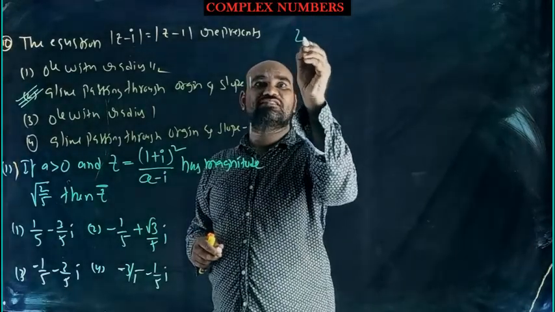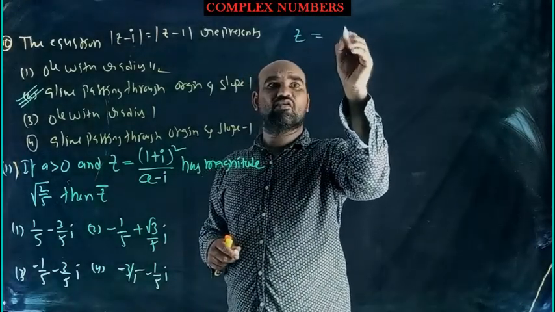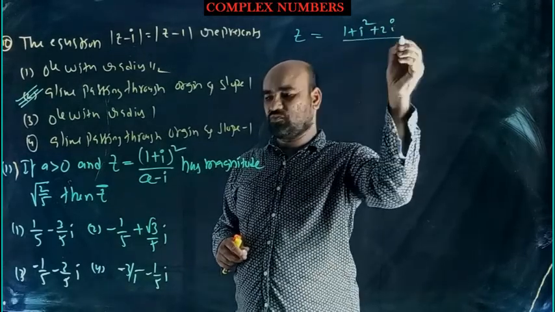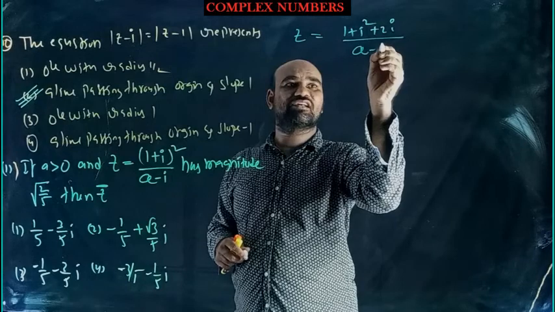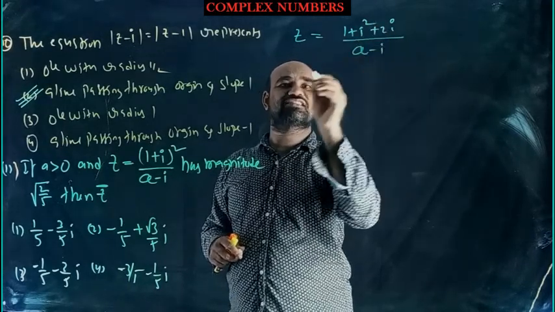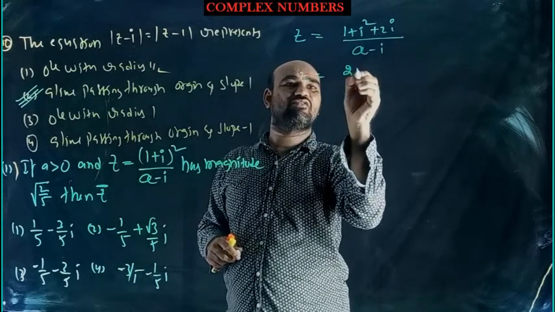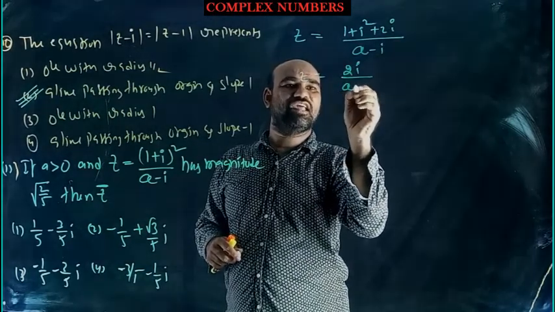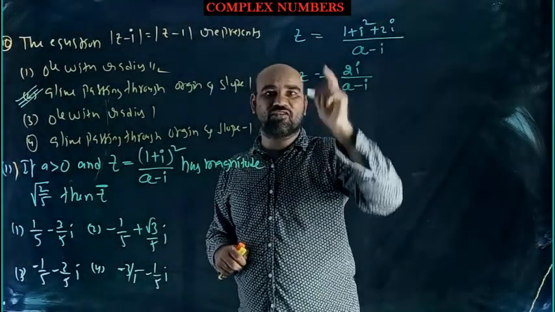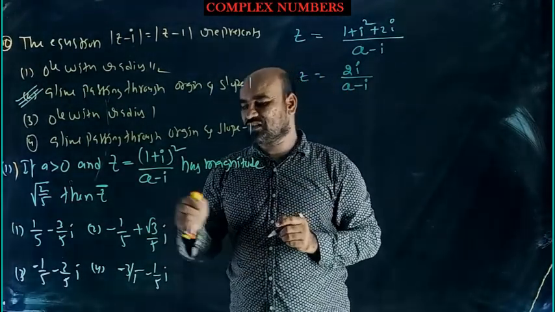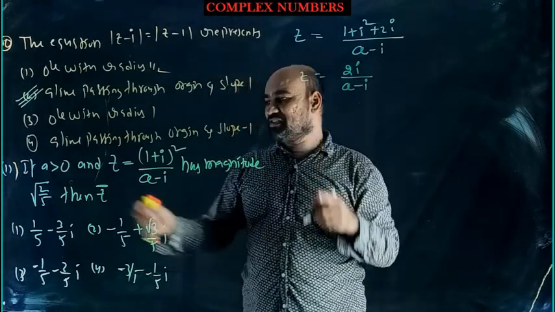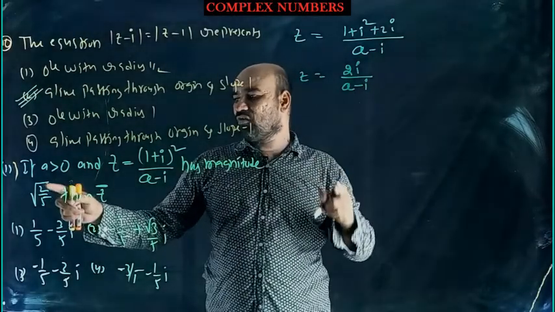z equals (1 + i² + 2i) / (a − i). i² is minus 1, so minus 1 plus 1 get cancelled. Now z is nothing but 2i / (a − i). If you know the value of a, directly you can find the complex number z, and after that you can find its conjugate. So to find a, a hint is given: its magnitude is root over 2 by 5.